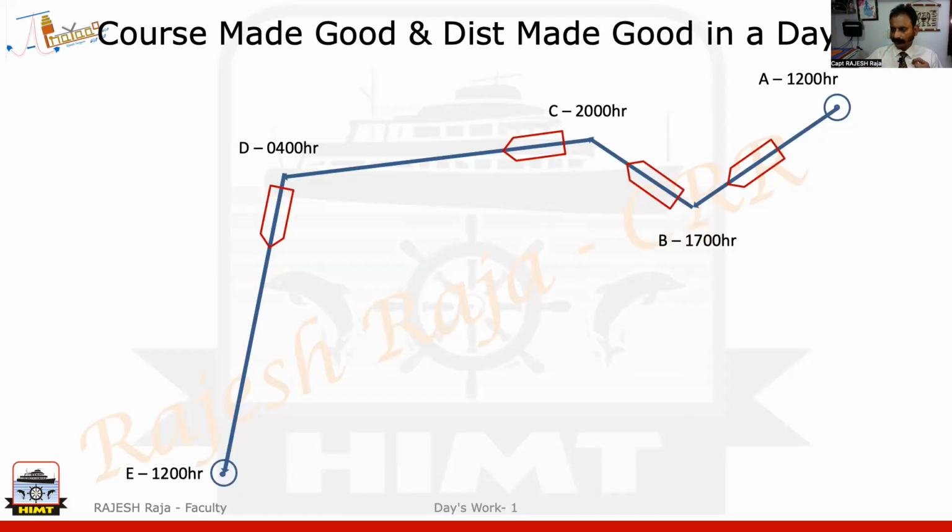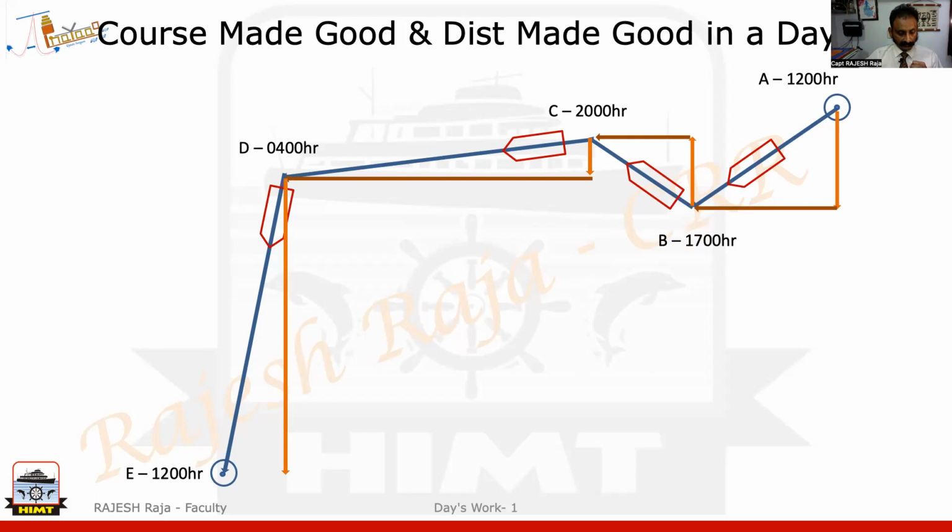Please see, on the first leg, I've traveled southerly, that means D'lat is south. I've traveled westerly, so that means departure is west. Second leg, I've traveled northerly, so D'lat is north, and westerly departure. Southerly D'lat, westerly departure. Southerly D'lat, westerly departure. This is what I have done in a day, and I've broken them into pieces.